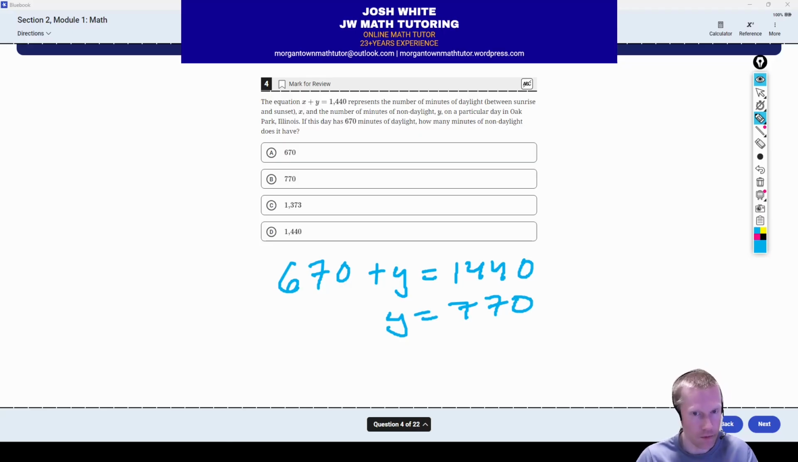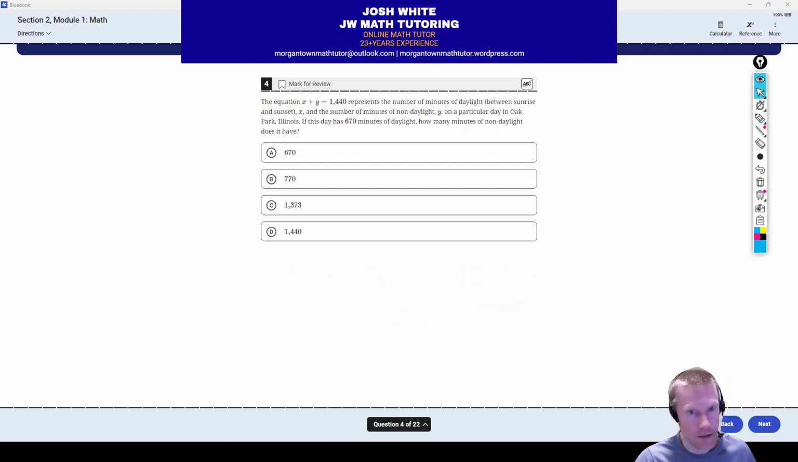You could also go into Desmos and plug this in. Now, granted, if you use y, it's going to give you a horizontal line all the way up at 770, so you'd have to scroll out a lot to find it. But you could also back solve by plugging in the answer choices here as well. So the correct answer is just going to be letter B.